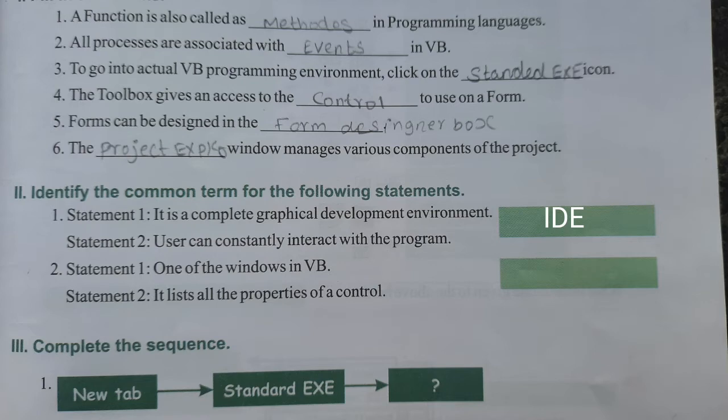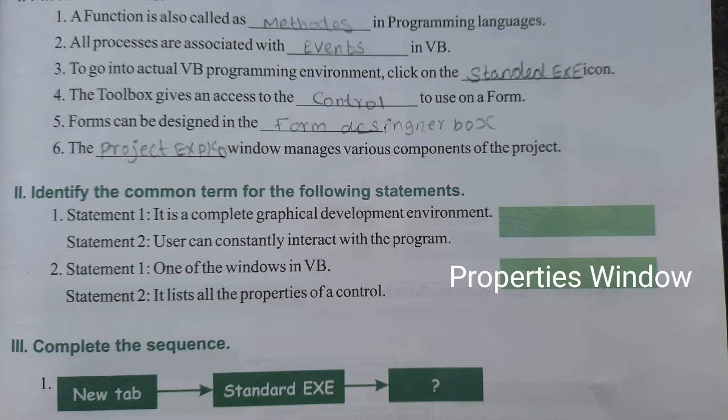We can see in one place all the windows: the properties window, form layout window, form designer window, toolbox, and the main home tab. So we can get all the windows in one place. It is a very good feature and a great feature in Visual Basic. IDE, Integrated Development Environment.